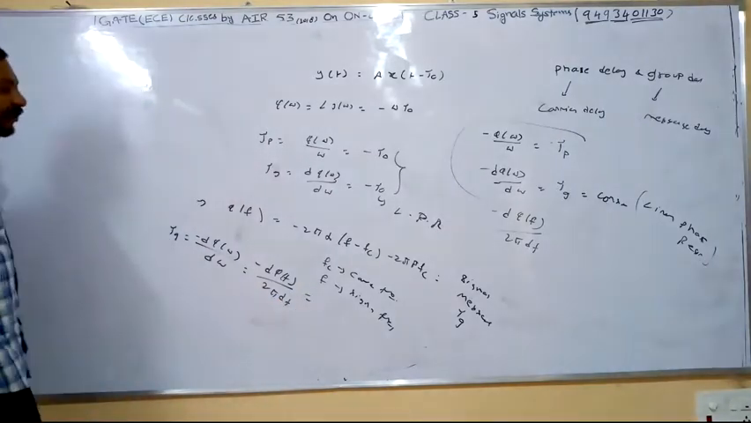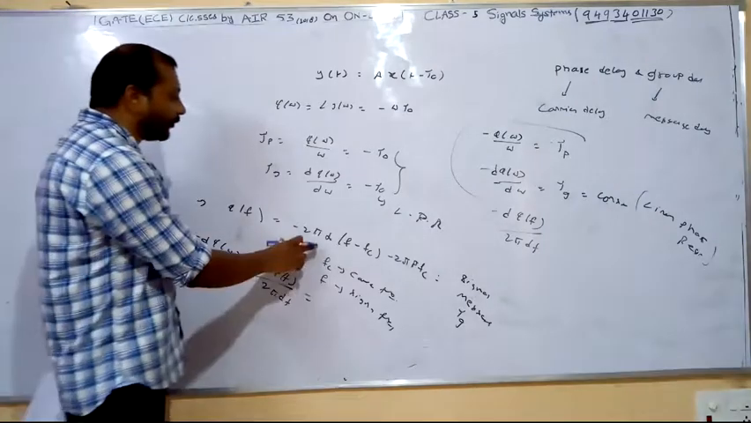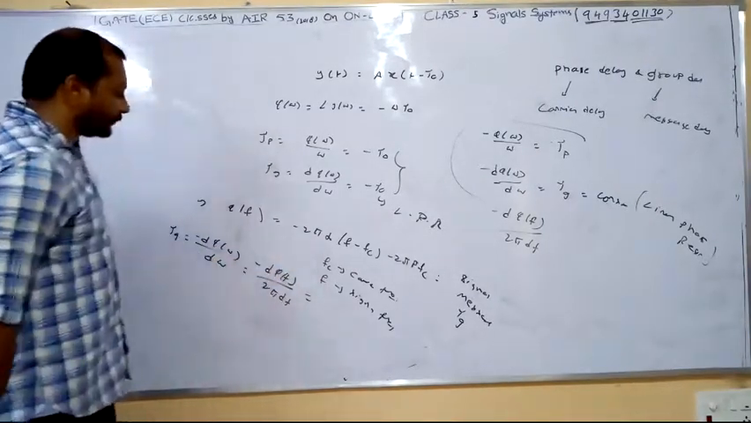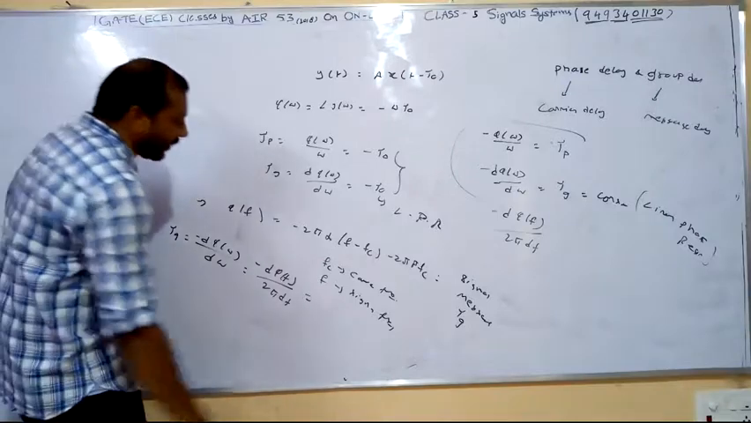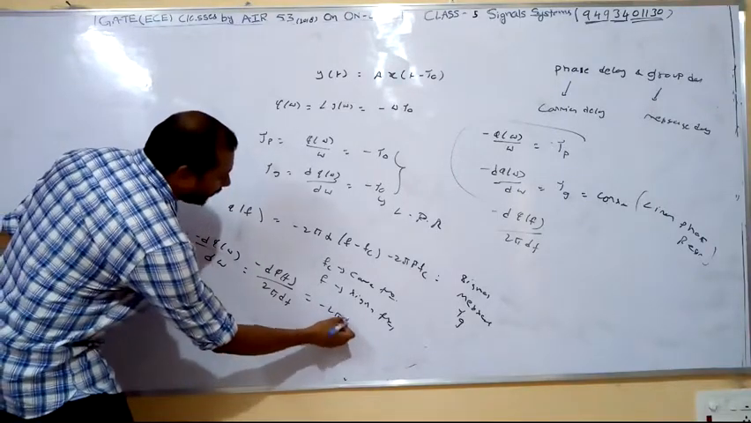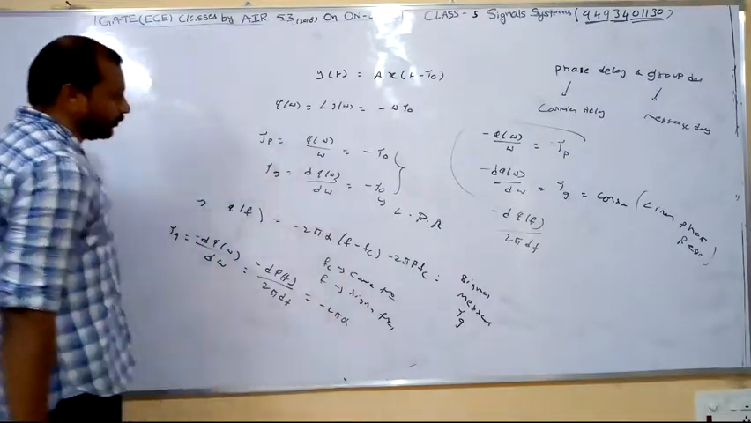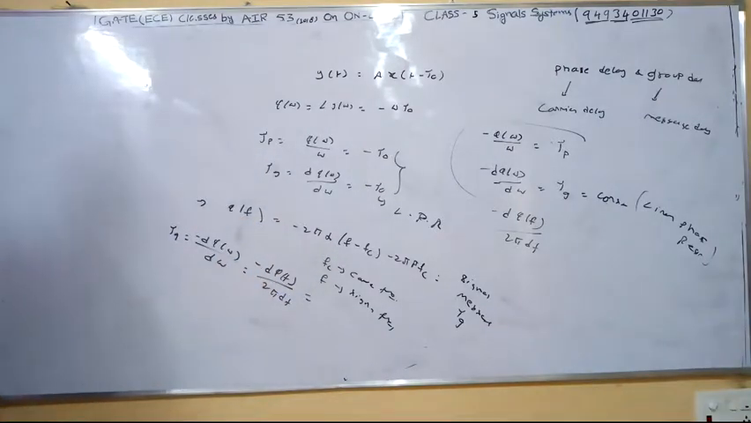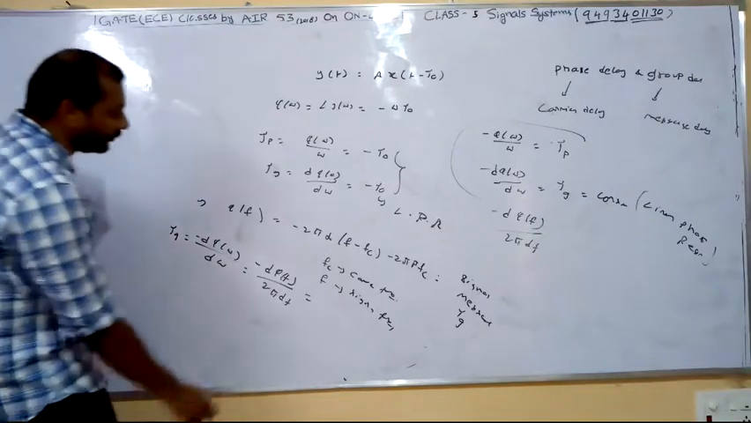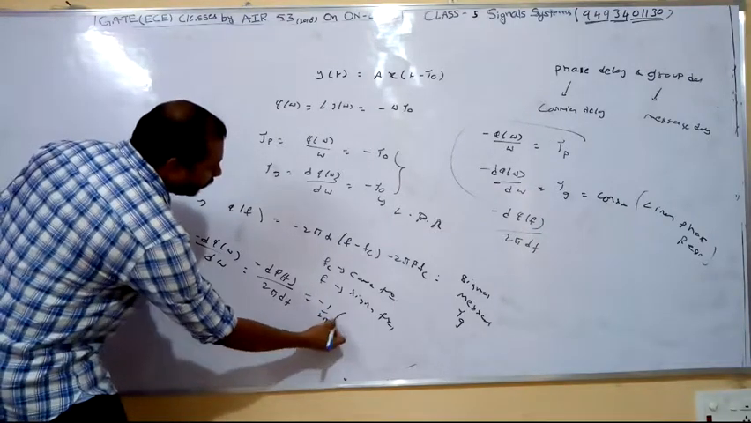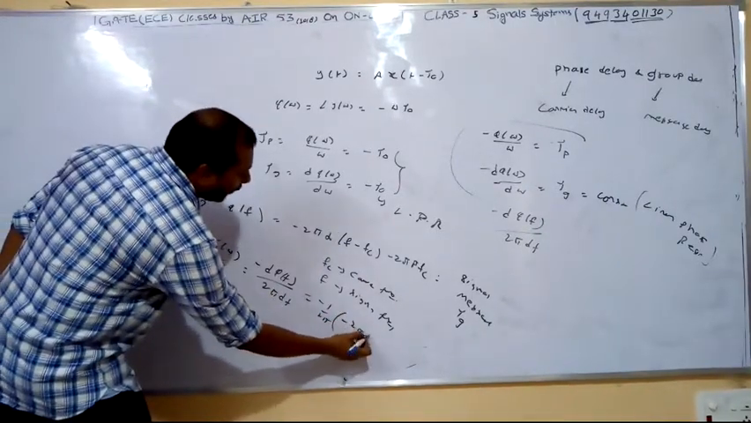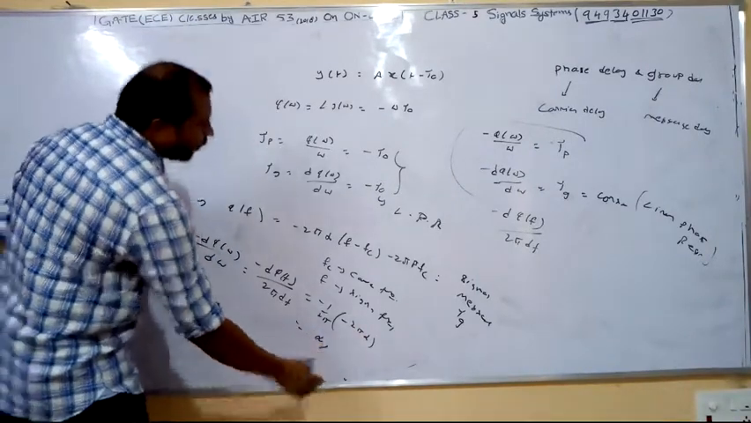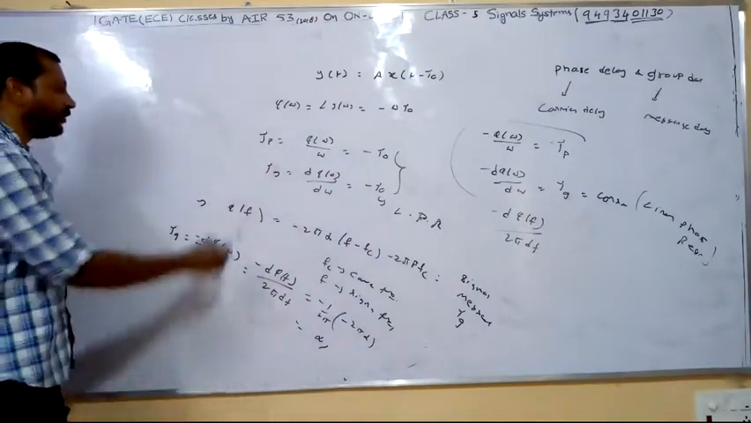By treating fc as constant, you have to do the integration, which gives minus 2 pi alpha. What is the integration you will get? Minus 2 pi alpha. Differentiation of this one, d phi of f divided by 2 pi, is simply minus 1 by 2 pi into minus 2 pi alpha. You will get this value equal to alpha. The corresponding group delay is equal to alpha.